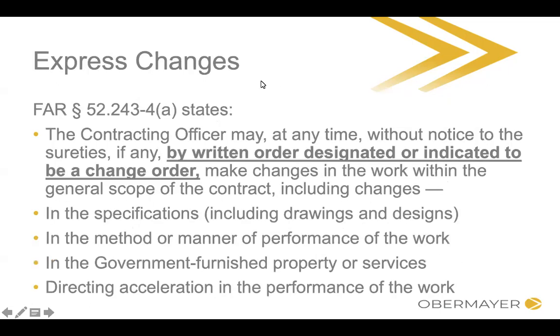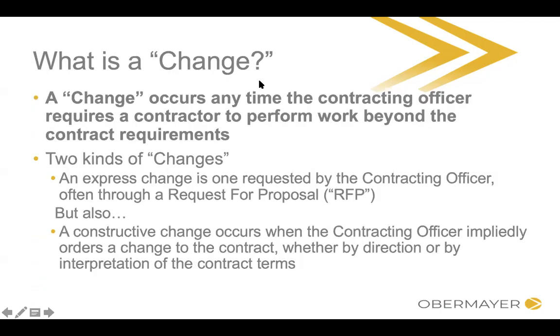All right, so I'm not sure where that cut me off, but what I was saying is there's two types of changes. The first is an express change. Those are the ones that contractors are usually pretty easily able to spot. The sneaky ones are the constructive changes, and that's where the contracting officer, basically through impliedly ordering a change, kind of triggers the changes clause.